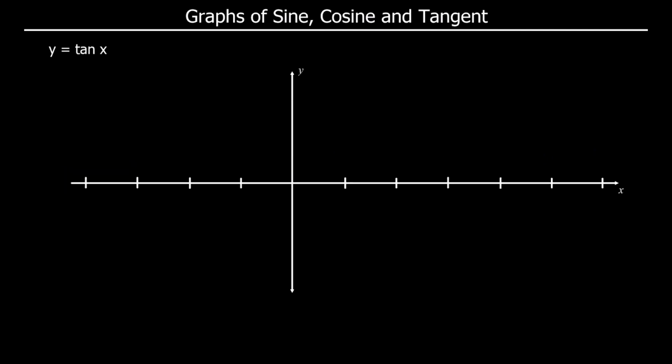The tan graph is different. So the tan graph doesn't have a maximum and minimum. It doesn't go between 1 and -1. And it's got asymptotes. So at 90 degrees. And this graph repeats every 180, not every 360. So every 180 degrees, there is an asymptote.